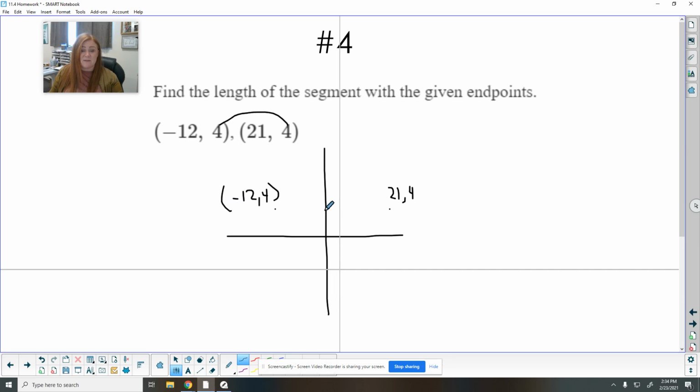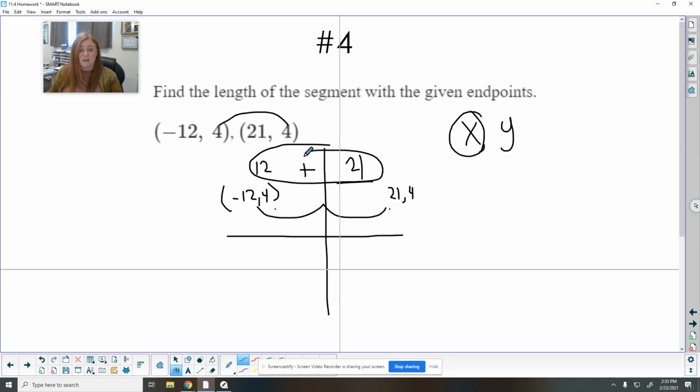So I'm going to ask myself, I want to find the distance between. When I go over, that's my X, right? X, Y. We always go over first. So we're looking for this first number. Over, the absolute value of negative 12 is 12. And this one went over 21. So I have this much and this much, and I want to add those together to get the length of that segment there.